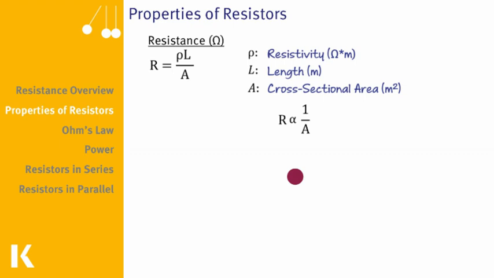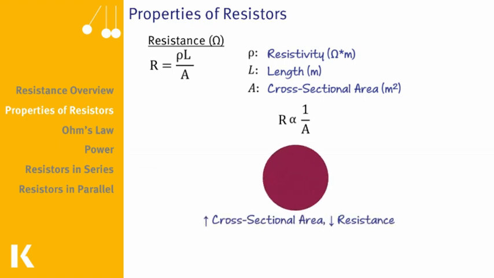Cross-sectional area works in just the opposite way. Whereas a narrower resistor means charges are all jammed up, a thicker one gives those charges more room to move about, thus increasing their flow rate and effectively decreasing resistance.